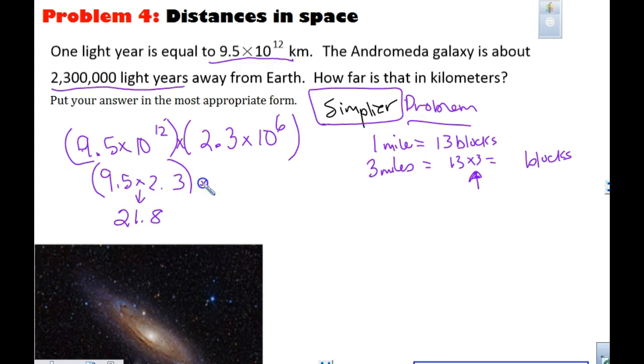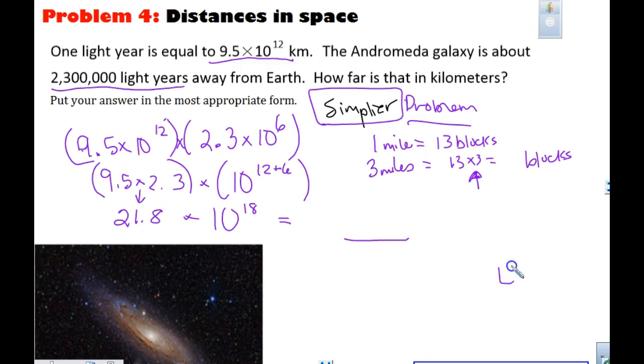21.8. Then I'm going to have 10 to the 12 times 10 to the 6th. What are we doing with our exponents when we multiply? Adding them. So I'm going to have 12 plus 6, which gives us 10 to the what power? 18. Okay. This is not in scientific notation, right? 21.8 has to be a number between 1 and 10. What should I be looking at for the first number?